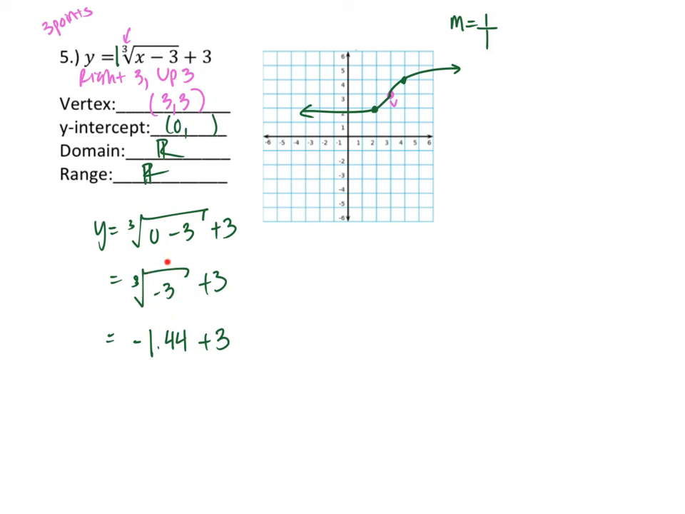You just hit the math button, and then hit option 4 to get the cube root of any number. So if I add these two numbers together, I get positive 1.56 as my y value. So I'm going to put that in here as my y value. And if you look at the graph here, notice how this curve is between 2 and positive 1. So that definitely looks like a reasonable answer.